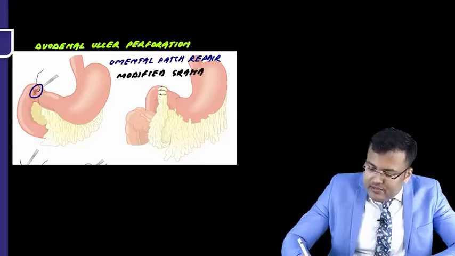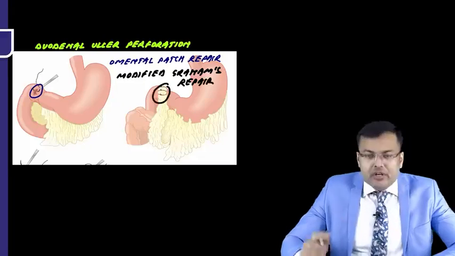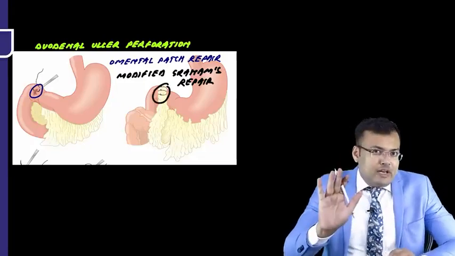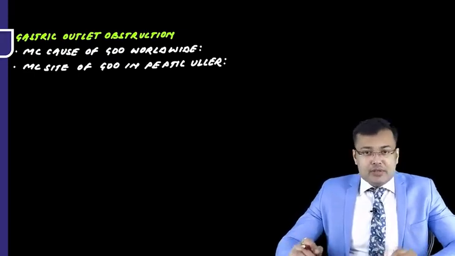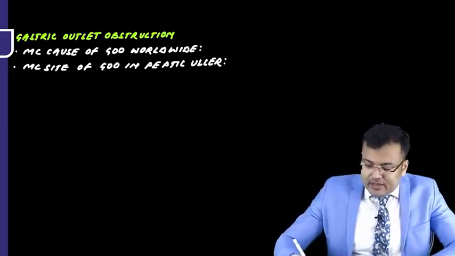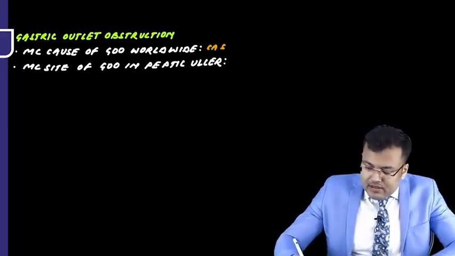So this is omental patch repair, also known as modified Graham's repair. What we do, we are going to patch the perforation with vascularized pedicle of omentum. Gastric outlet obstruction because of peptic ulcer, it is rare. That's why, what is the most common cause of gastric outlet obstruction worldwide? It is not peptic ulcer, it is carcinoma stomach.